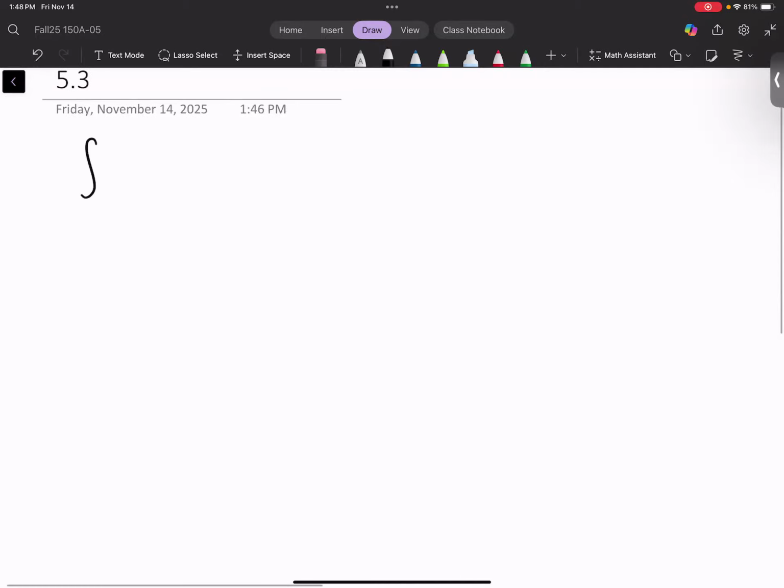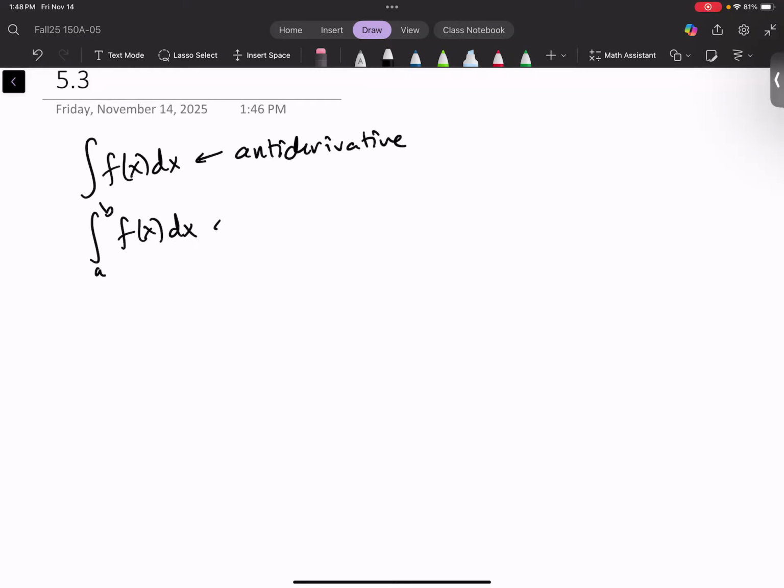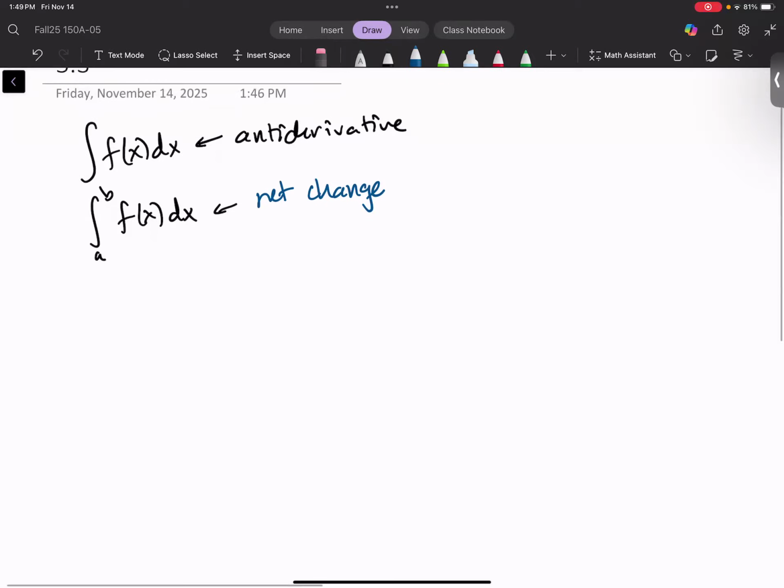So just remember, this is where we're asking for the antiderivative, and then this guy, this is our integral, right? Both of these are integrals. One's the indefinite integral, one's the definite integral. So maybe a better word would be the net change, right? The net change in signed area. But we're going to learn the connection.